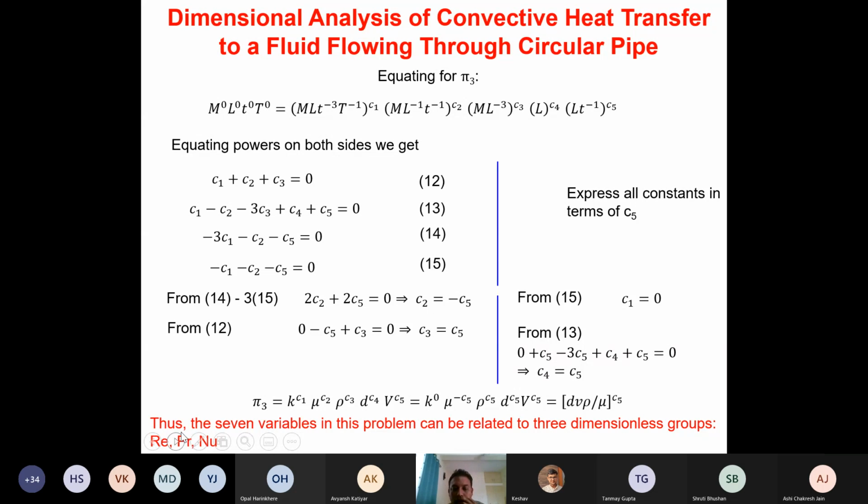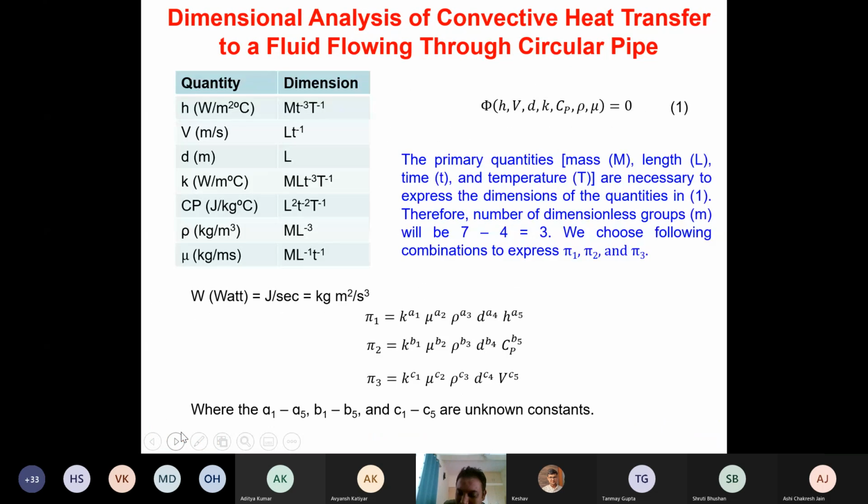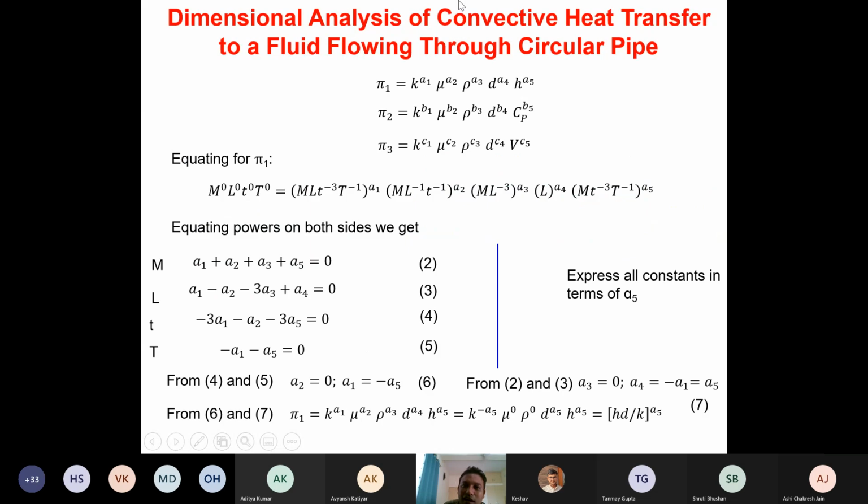Sir, do we get the same three dimensionless groups if we represent pi 1, pi 2 in a different manner? Yes. That is what I said in the starting. Even if you formulate these three relations differently, for example, if instead of h you put k here and keep h common throughout the three equations, still you are going to get these 3 dimensionless groups.